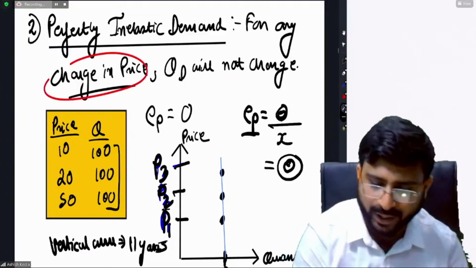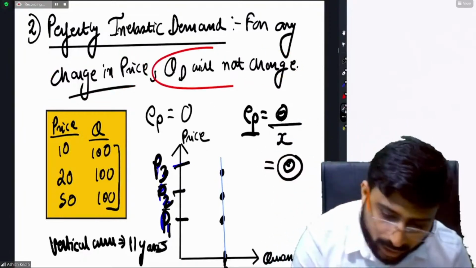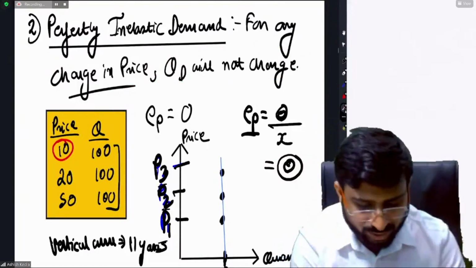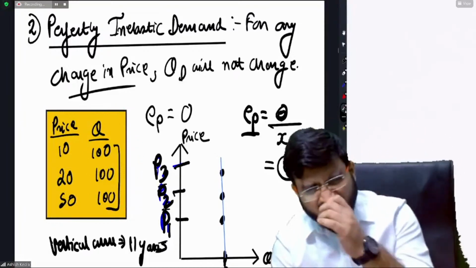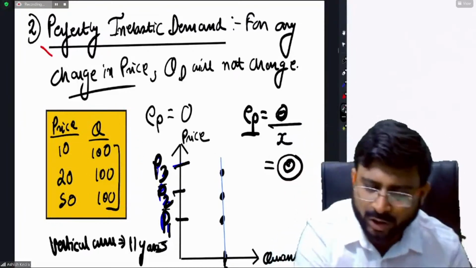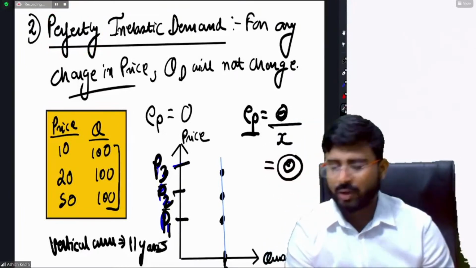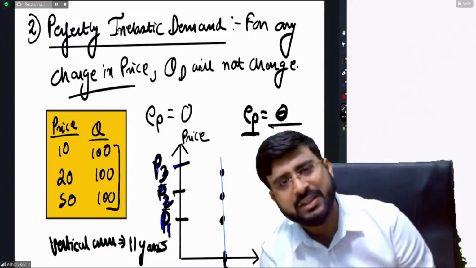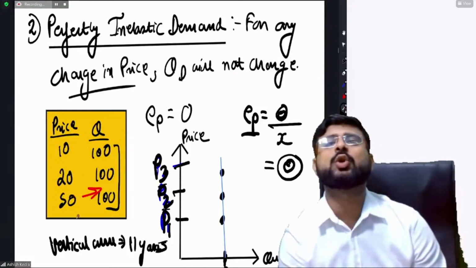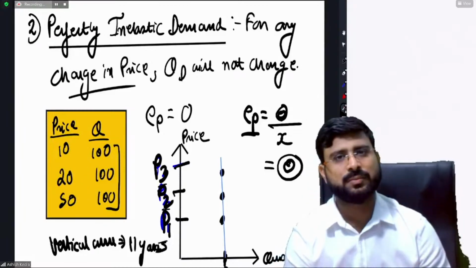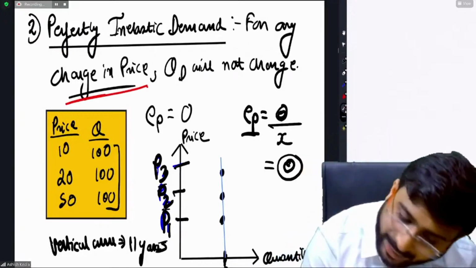Whatever is the change in price, quantity demanded will never change. So suppose price is 10, it becomes 20, it becomes 50. Still your quantity is same. It is very difficult to give an example of a perfect situation, but a close one is medicine. Suppose a doctor has prescribed you a certain medicine. Even if the price is 10 or 20 or 50, you will not reduce the dosage just because price has increased. So that's why this is a scenario of perfectly inelastic demand, that despite change in price, quantity is not changing.